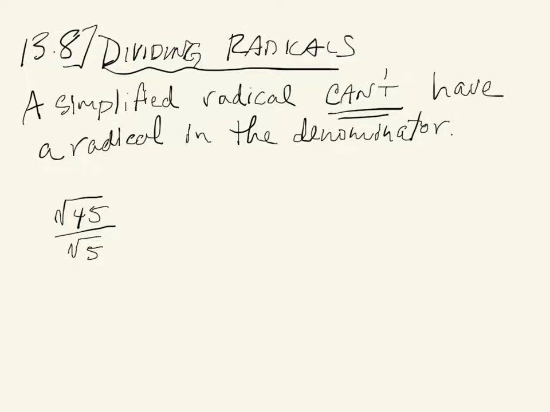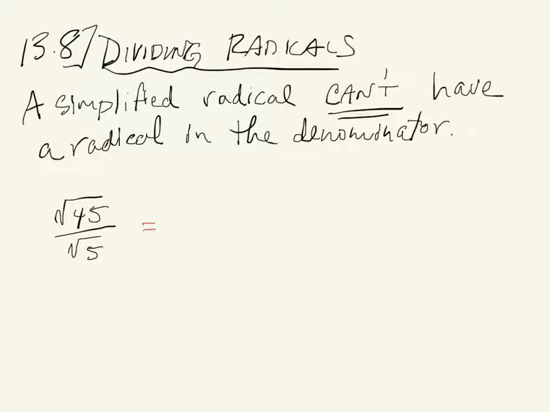13.8, dividing radicals. The big important thing here is that a simplified radical can't have a radical in the denominator. You cannot have the root of 5 down in the denominator. So to simplify it, you have to fix that.